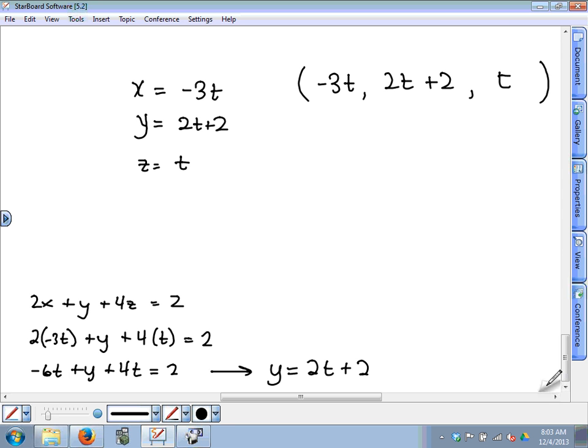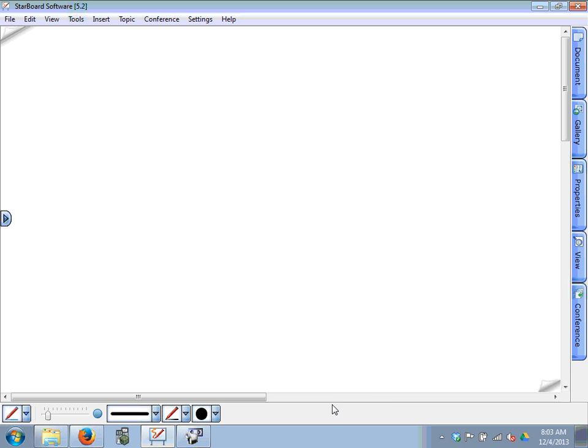Let's do another one of those. I want you to try this one on your own, see how far you can get. This is going to have infinitely many solutions, so I really just want you to practice parameterizing.